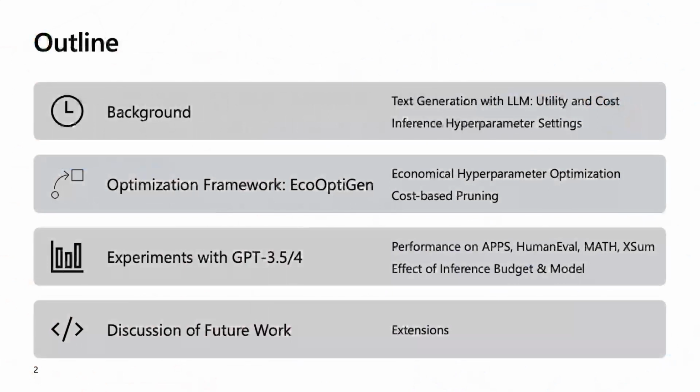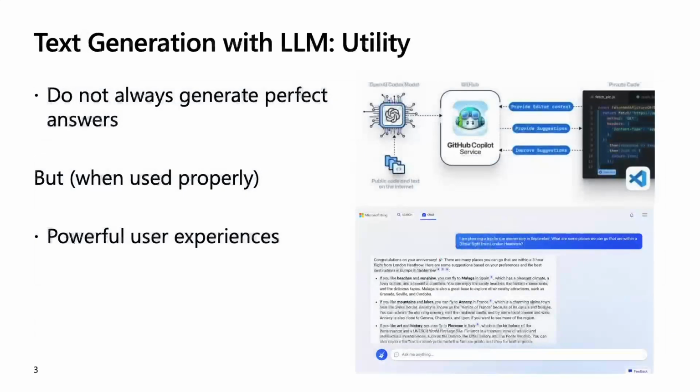Here is the outline. First, I'll briefly talk about the background on text generation with LLMs and why it's important to consider both utility and cost when using them. Next, I will introduce our optimization framework, EcoOptiGen, which aims to find the optimal inference hyperparameters for a given task and budget. It leverages economical hyperparameter optimization and cost-based pruning. Then I'll show you some experiments we did with GPT 3.5 and GPT-4 models in the Helm benchmark using 4 different text generation tasks. Finally, I'll discuss some future work directions.